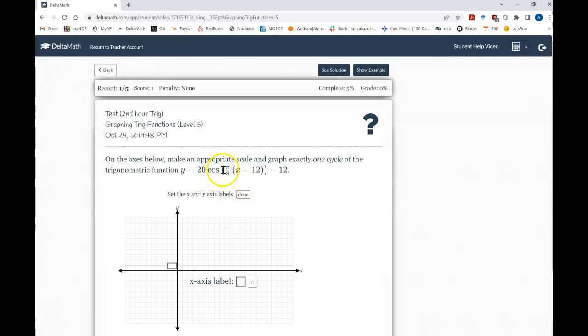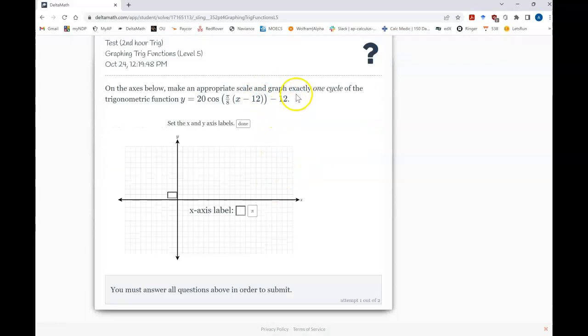If it's a cosine function, how does that change? Not much. So we'd start the same way. Again, my midline's at negative 12. My amplitude is 20, so I'm going to have to go down to negative 32 and up to positive 8. I don't know, going by 4 seems about right.